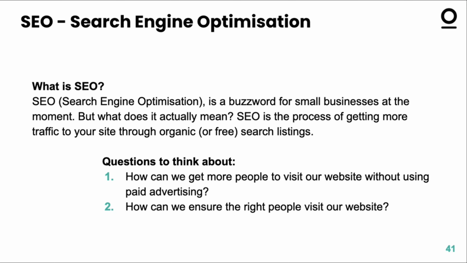The questions to think about when thinking about an SEO strategy are, how can we get more people to visit our website without using paid advertising? And how can we ensure the right people visit our website? Mostly the answer to both of these is to create high quality content, so the best out there, that addresses the needs of your audiences. How can you answer their questions? How can you give them the content that they want?